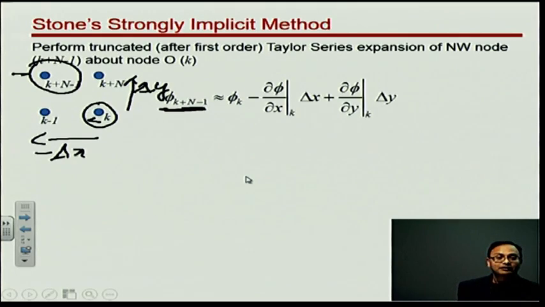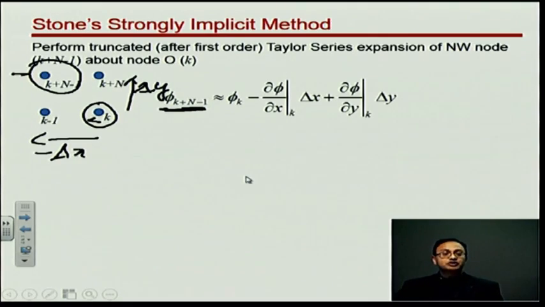Okay, so it's a 2-dimensional Taylor series expansion. If we just keep the first order terms and throw away the higher order terms, you get phi at k plus n minus 1 is approximately equal to phi at k, minus d phi dx times delta x, because we are going backwards, that's backward in x, and then forward in y, so plus delta y times d phi dy. This is an approximation, of course, because all the higher order terms are gone.